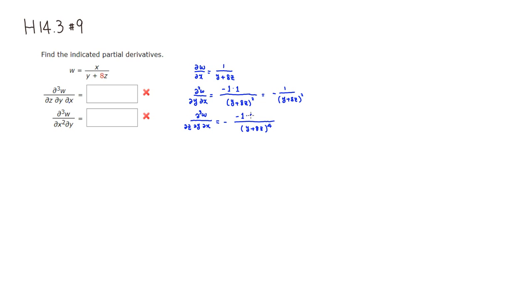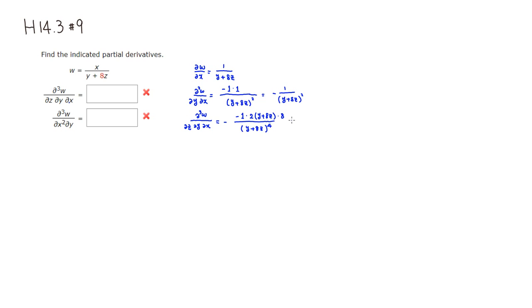So we're going to put the 2 in front. Then you have y plus 8z, and subtract 1 from 2, so it's going to be a first power, so I'm not going to write that. Then multiply by the derivative of what's inside with respect to z. The partial of y with respect to z is 0. The partial of 8z with respect to z would be 8. So we're going to multiply by 8.